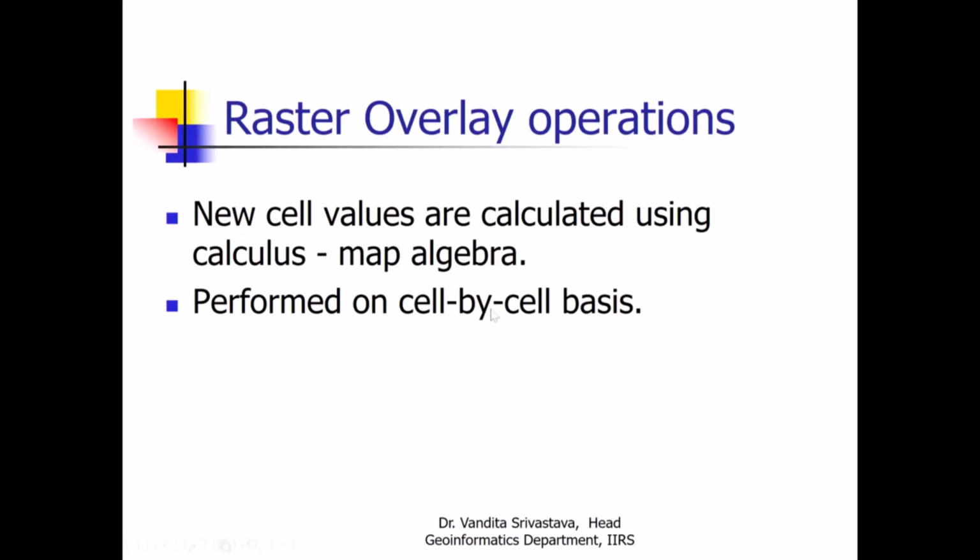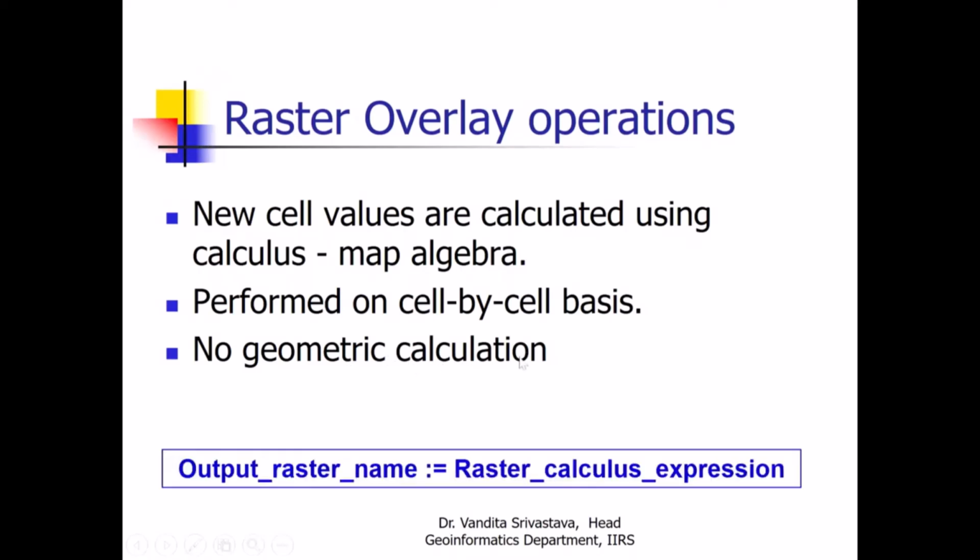The local functions are performed on a cell by cell basis. Geometric calculations are not required, as I said. They are very easy, rather than tracing the geometric calculations. You don't need to calculate distances. You just have the cell size, the row and column addressing, and the number of pixels representing each feature. That is more than enough. You don't require other calculations.